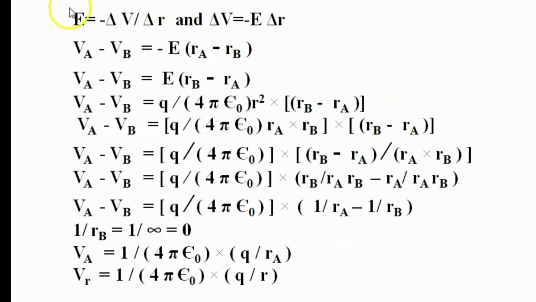Now we are going to use the formula, as we have read in potential gradient, that the electric field intensity is equal to minus delta V upon delta R. Solve it by cross multiplication: delta V is equal to minus E delta R. Here delta V means potential difference.